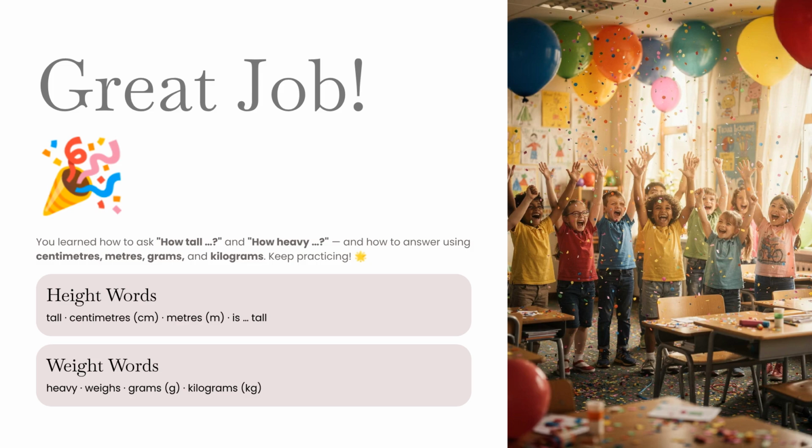Great job today. You learned how to ask how tall, how heavy, and you learned how to answer using centimeters and meters for height. Keep practicing and you will get even better. Fantastic work. Star.